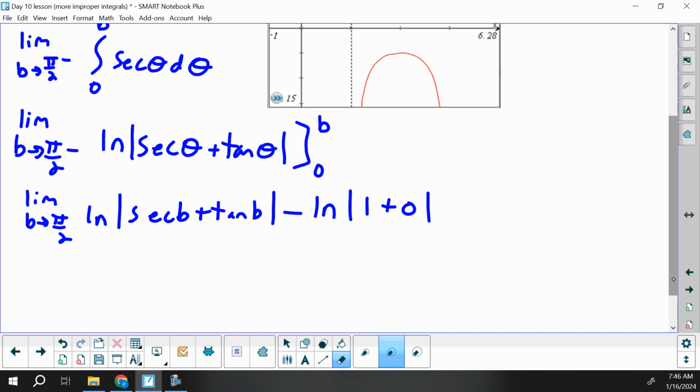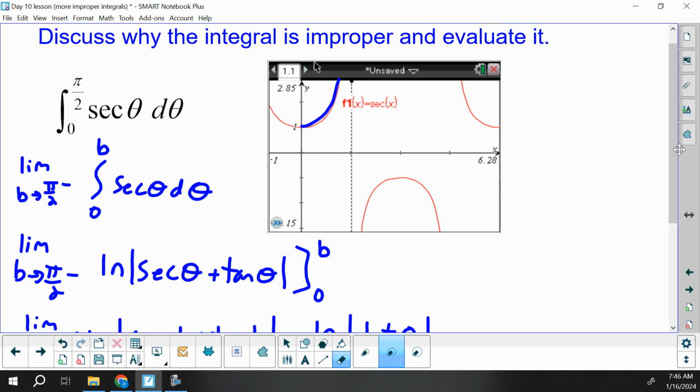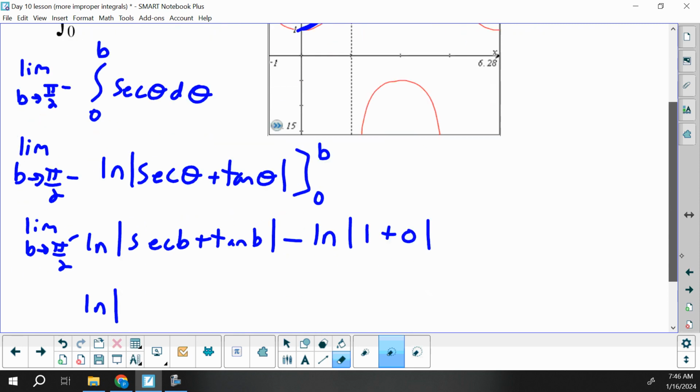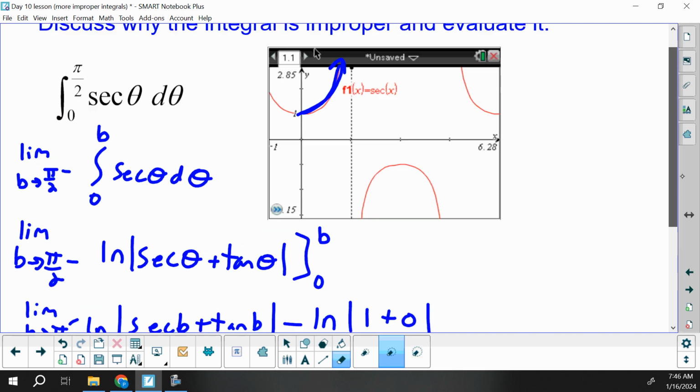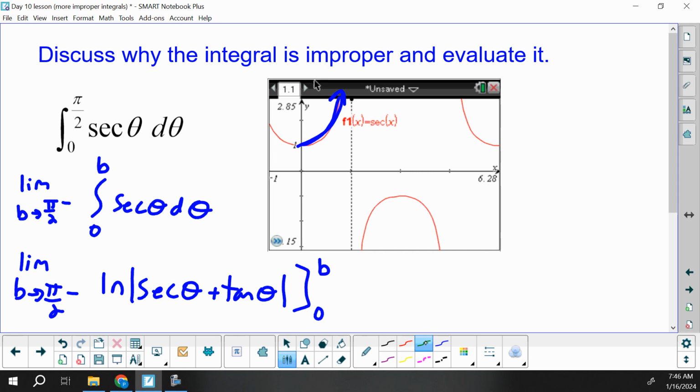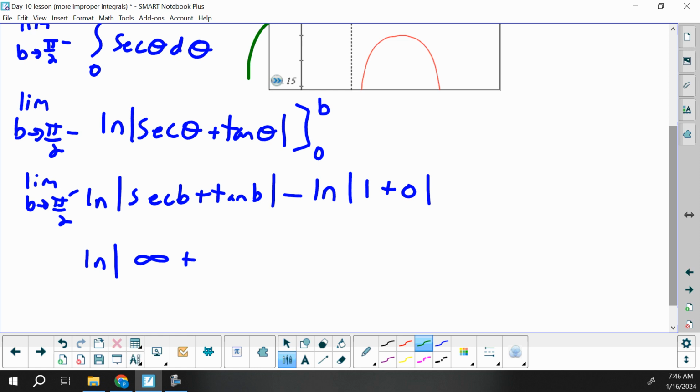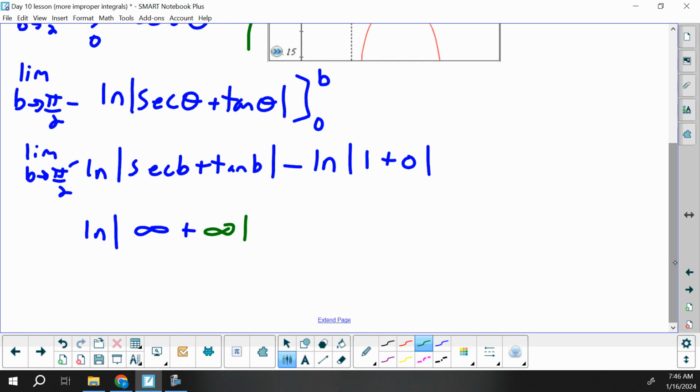So as b approaches pi over 2 from, oops, I forgot my left right there, from the left, notice the secant graph is heading upwards. So this is going to be an infinity here. Tangent's graph I'm going to draw right on top of here. Tangent's graph looks like that. Tangent's also going to infinity. So natural log of huge numbers, natural log's graph looks like that, is also going to approach infinity. Therefore, this diverges.